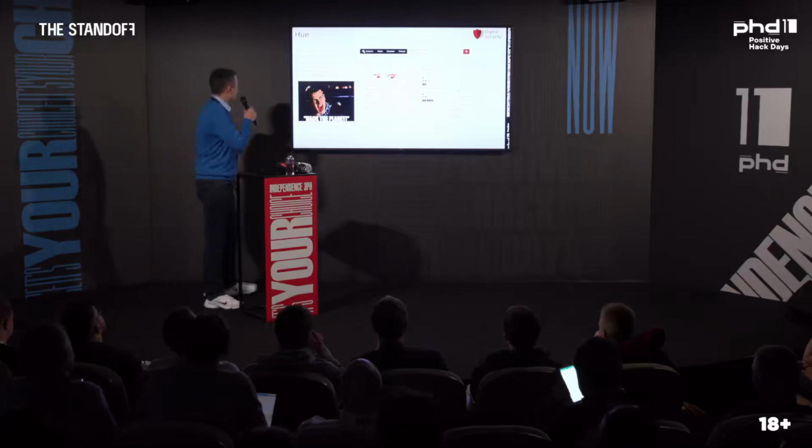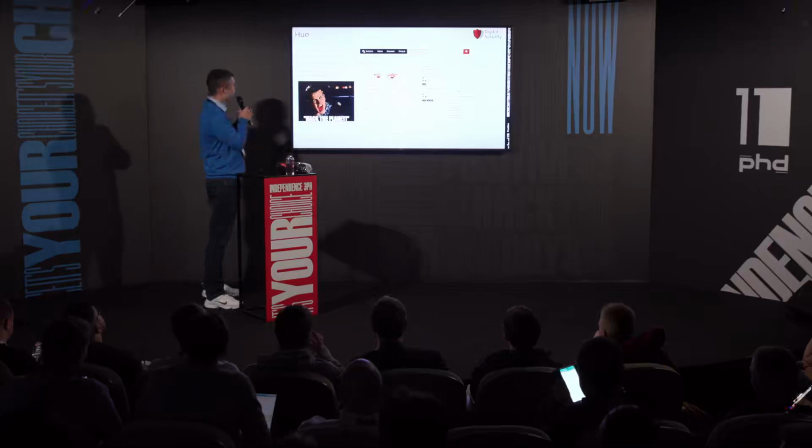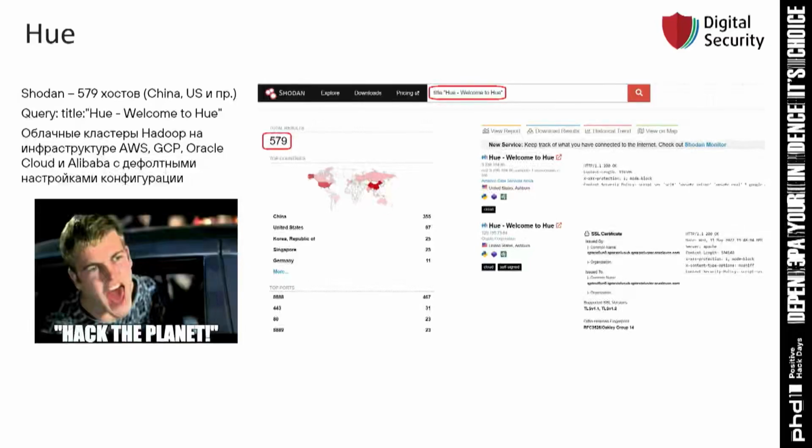As for Hue, according to the Shodan statistics, there are 579 hosts, in China and the United States mainly, that are searched very simply by the query title "Hue, welcome to Hue", and they are launched in cloud providers: Alibaba, Amazon, Oracle, etc. They deploy Hue as part of the Hadoop component in the default configuration.